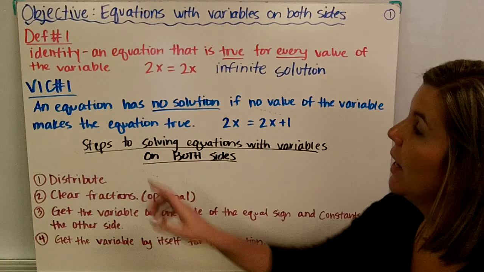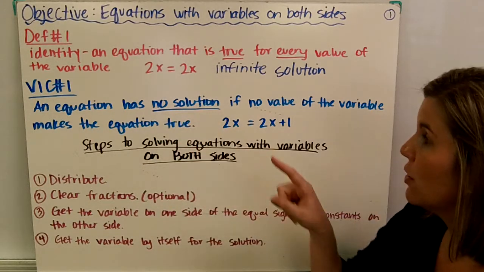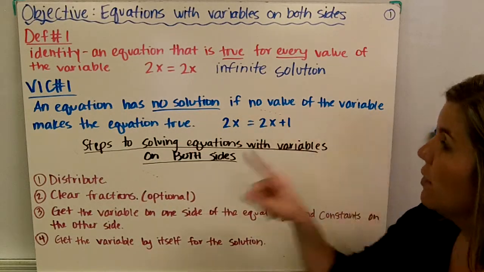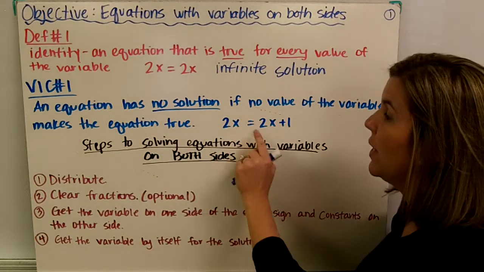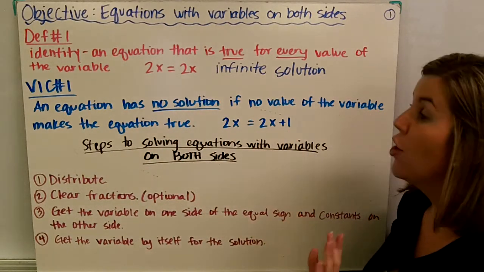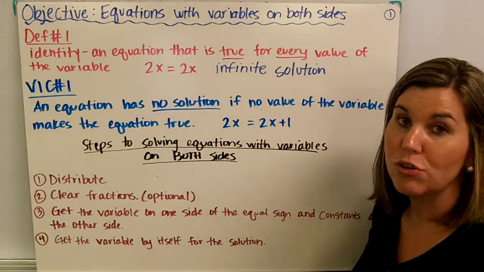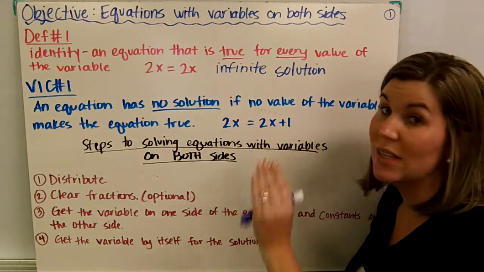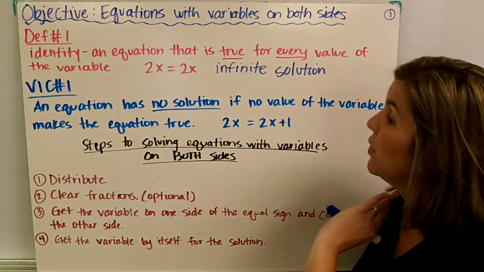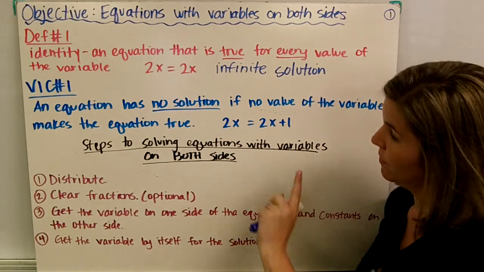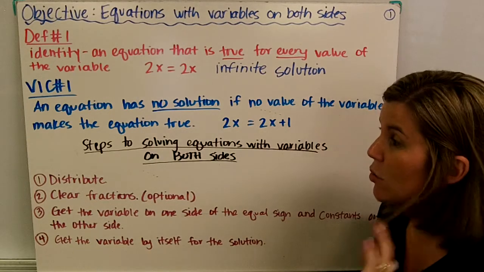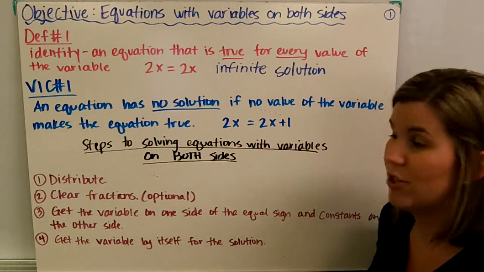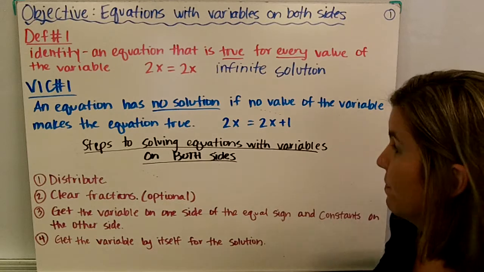Big number one. An equation has no solution if no value of the variable makes the equation true. So 2x equals 2x plus 1. No matter what value you choose for x, these two sides of the equation will never be true. And you can plug in an infinite number of numbers and it's never going to be true. So we say this equation has no solution.